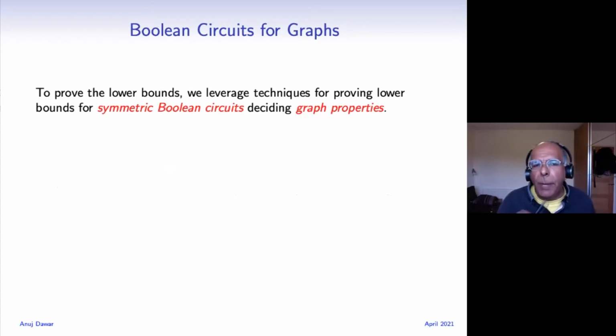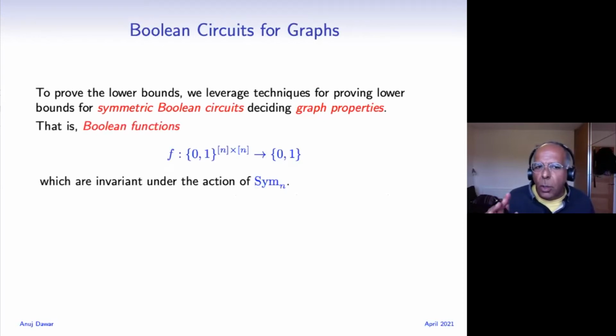So we obtained these results for arithmetic circuits by taking techniques we had previously developed for considering Boolean circuits, Boolean circuits for deciding graph properties. So let me say a little bit about that. We say a Boolean function decides a graph property if it is a function from, if you will, an n by n matrix of zeros and ones to {0,1}, and it is invariant under the action of Sym_n, the simultaneous permutation of the rows and columns.